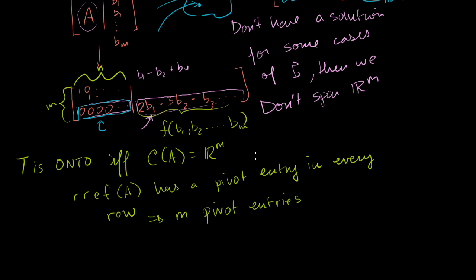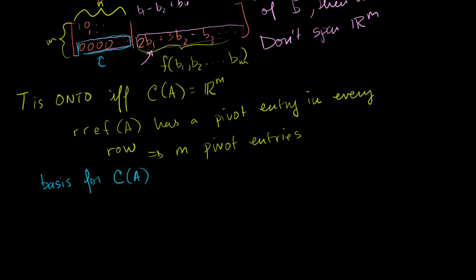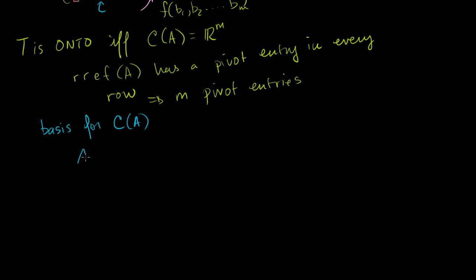Now, what's another way of thinking about that? Remember, several videos ago, we thought about how you figure out, and this might confuse things a little bit, the basis for your column space. So how do you figure out the basis for the column space of a matrix? And this is a bit of a review. What we did is we said, look, you take your matrix and you put it in reduced row echelon form.